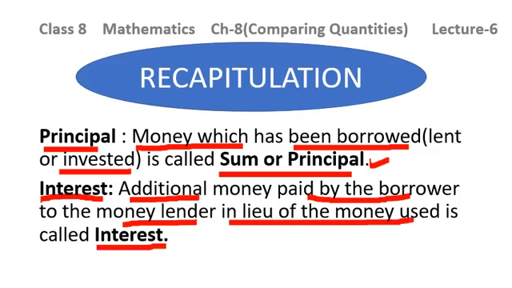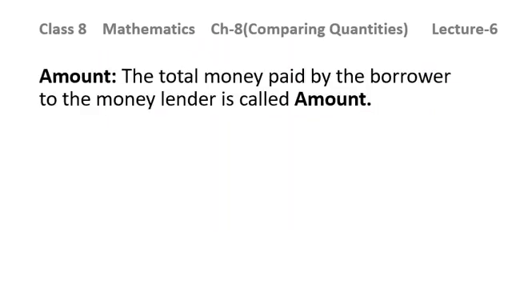So what is this interest? The additional money which is being paid by the borrower to the money lender in lieu of the money used is called interest. So principal is money which has been borrowed, lent or invested, called sum or principal. Interest is the additional money paid by the borrower to the money lender in lieu of the money used. That is your interest. Then comes the amount.